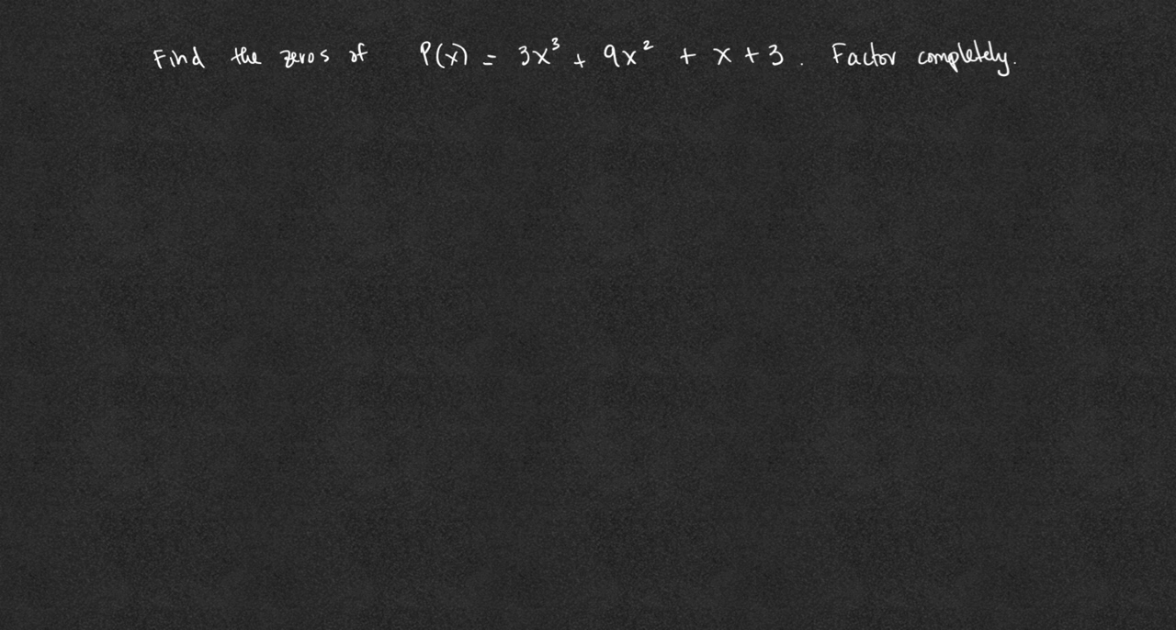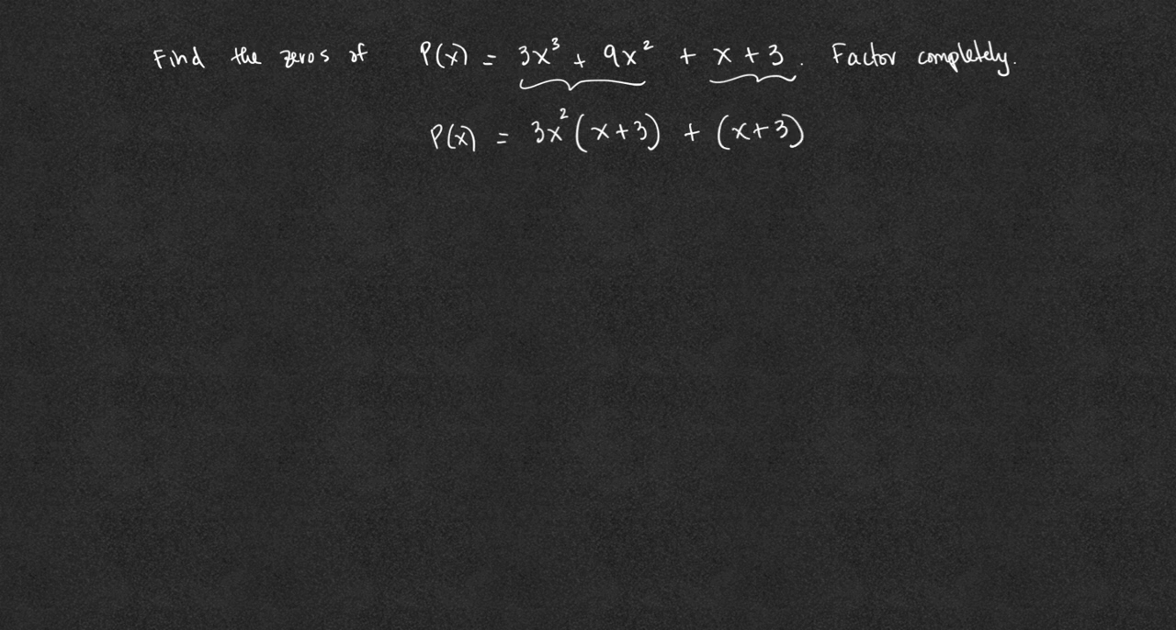Notice that by grouping the first two terms, we can factor out 3x squared. And so p of x is 3x squared times the quantity x plus 3. Recall that if we factor out 3x squared, then we take 3x cubed divided by 3x squared to end up with whatever is inside the parentheses. The same thing: 9x squared divided by 3x squared is 3. And then we group the last two terms, x plus 3.